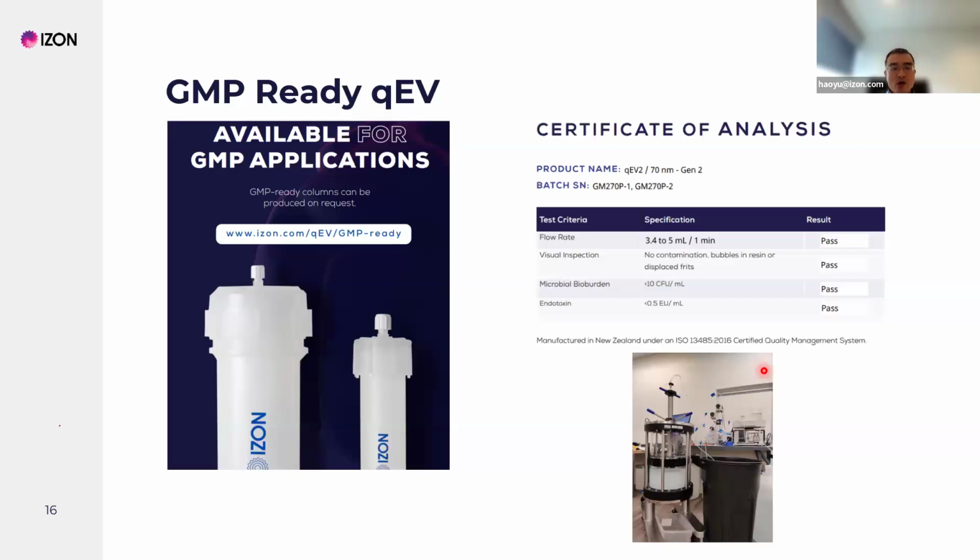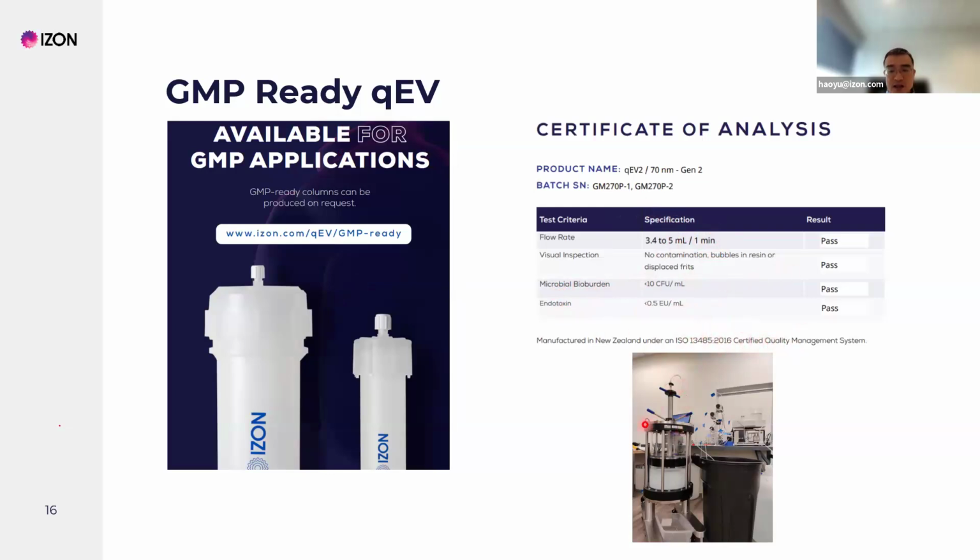It's worth mentioning that we also have two versions of the columns. One is academic grade, and the second one is GMP grade. The GMP grade column fits GMP manufacturing. Each GMP-ready QUV has its own certification of microbial abundance and endotoxin levels, and is manufactured in a controlled environment meeting ISO standards.